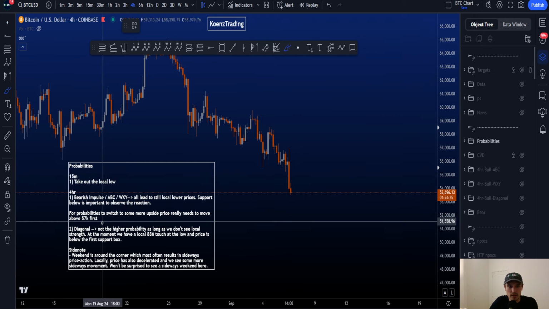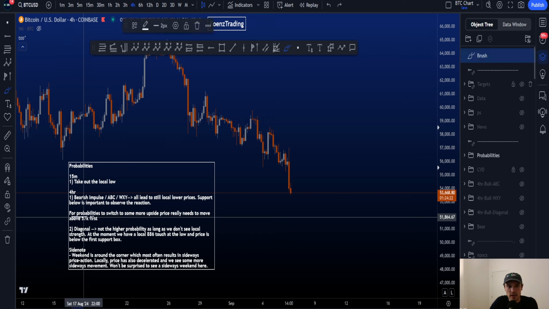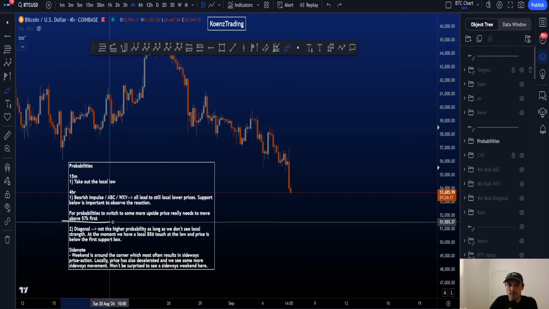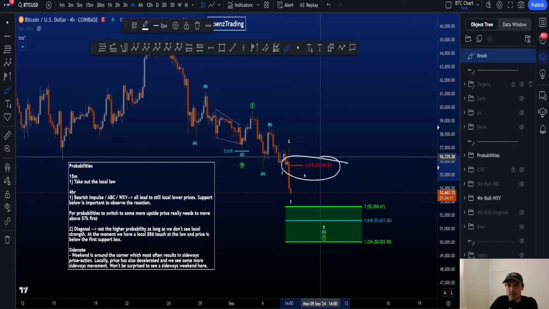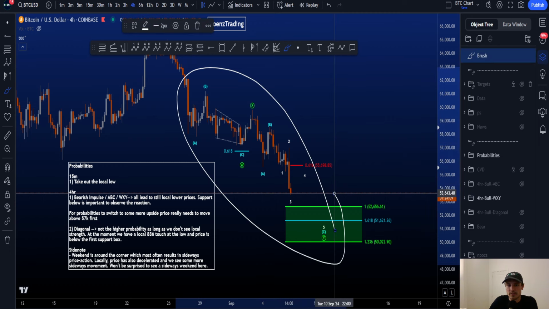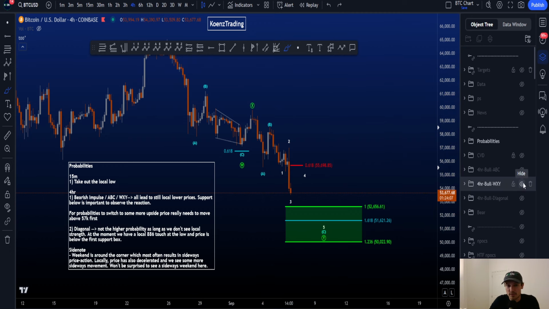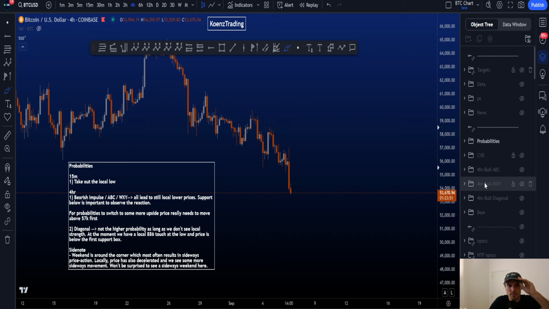On the number 2 spot, we then have the diagonal, but first, for probabilities to switch to some more upside, price really needs to move above 57K first, right? And keep an eye on that 0.618, because if you do hit it, you at least invalidate this scenario. It's almost like a game, which for me it is always, Elliott wave counting is always a game of trying to cross away the scenarios, right? Okay, hit 50 or hit the 0.618, cool, we remove this scenario, but then we still have 57K, which is the most important level. So you really need to move above 57K to start giving some probabilities to a bigger move up.